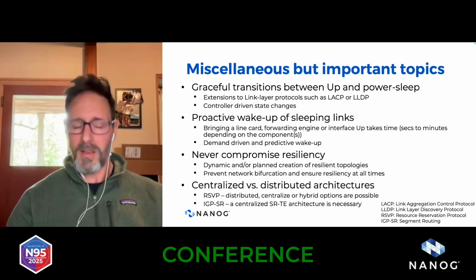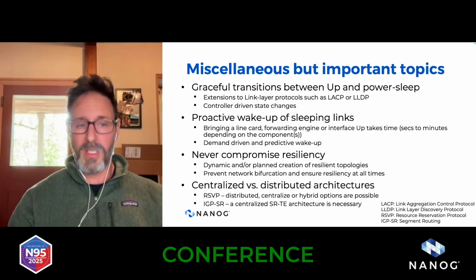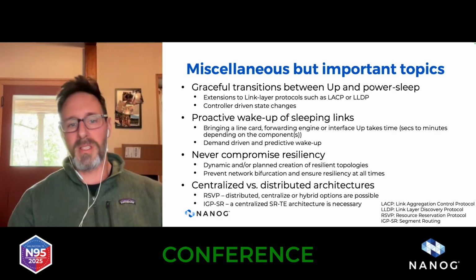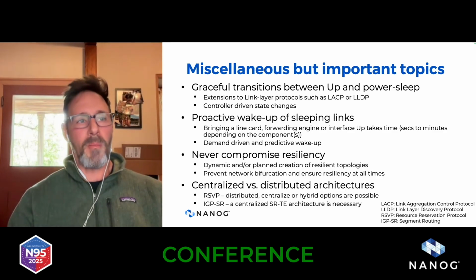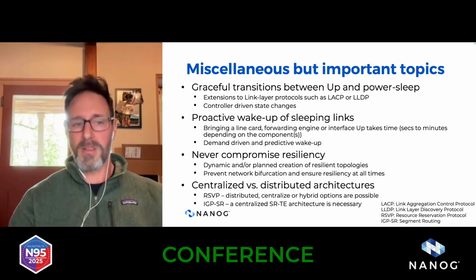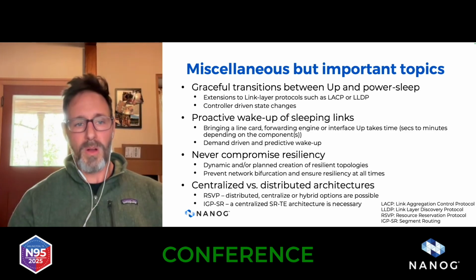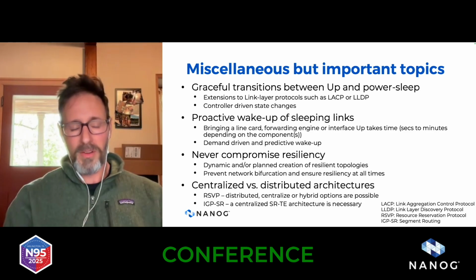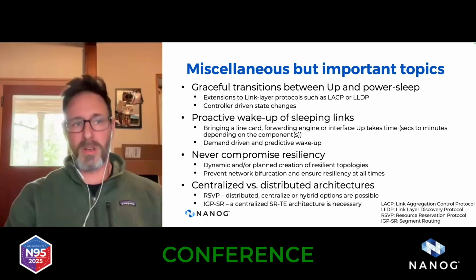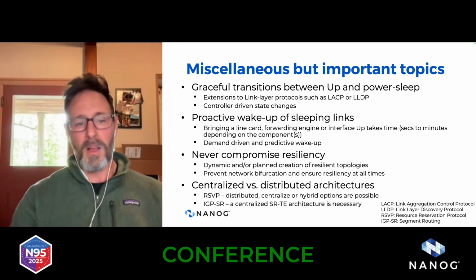The third point that I've mentioned a few times here is never compromising resiliency. I'm going to maybe go on record, since I think this is being recorded: it's dangerous to turn things off, and we recognize that. So how do we ensure that we don't bifurcate the network by unintentionally turning something off, even if there's no traffic on it?